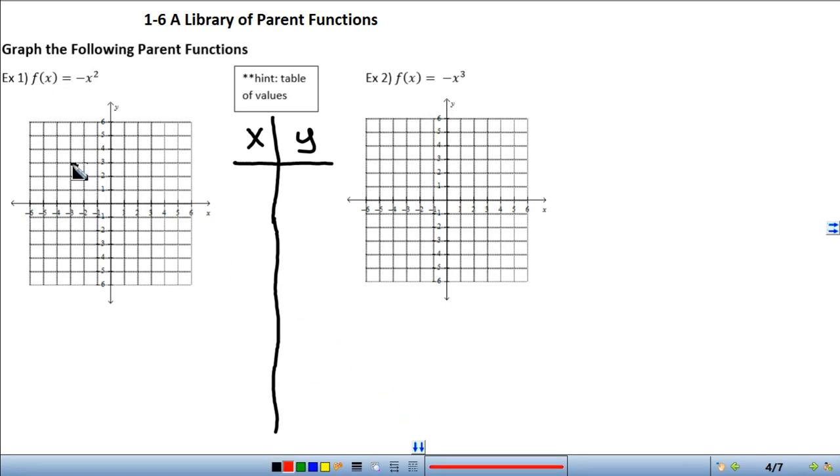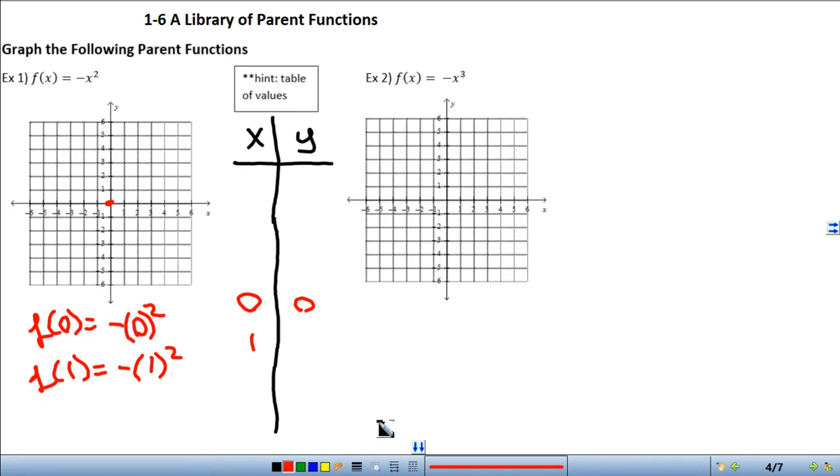First thing I'm going to do is graph f of x equals negative x squared. I'm going to plug in 0 and put that in the middle. X equals 0, so what I'm evaluating is f of 0 equals negative 0 squared. 0 squared is 0, negative 0 is 0. Boom, I got my first point, (0, 0). Then I'm going to plug in 1. f of 1 equals negative 1 squared, so that gives me negative 1. Boom, right there.